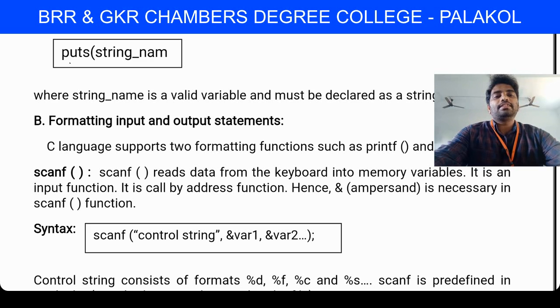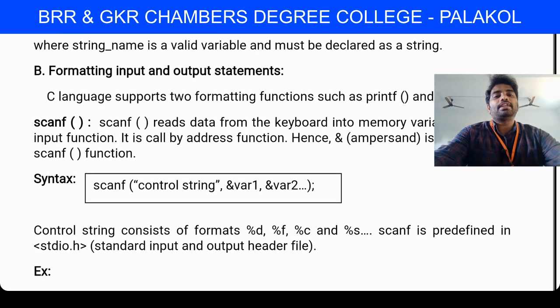For integer variables, the controlling string is %d. For floating point values, the controlling string is %f. For character variables, the controlling string is %c. For string variables, the controlling string is %s. The scanf is predefined in stdio.h, the standard input or output header file.